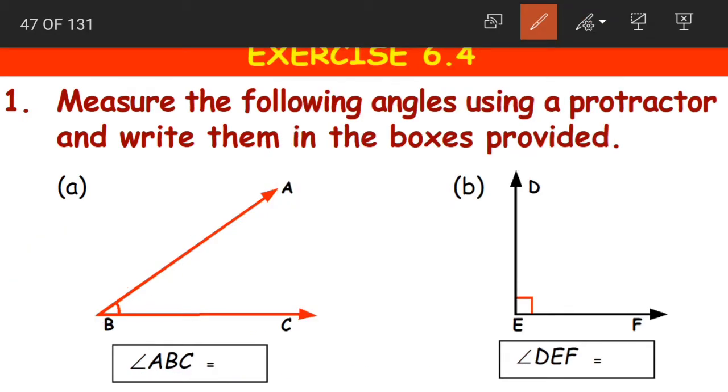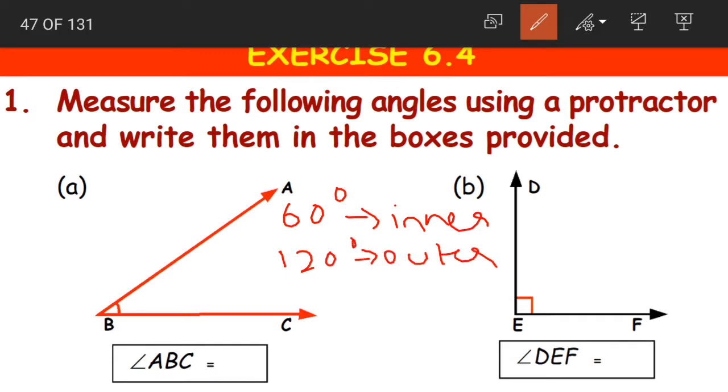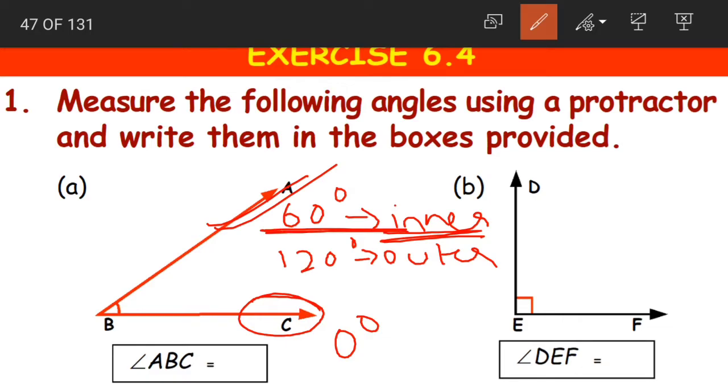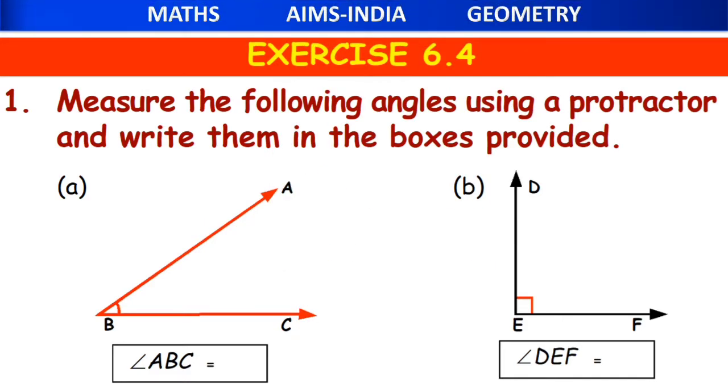Suppose it is pointing at 60 degrees on the inner scale and 120 degrees on the outer scale. So which one will you choose? You have to choose 60 degrees. Why? Because here our base arm is pointing to 0 degrees on the inner scale. So you have to consider the readings on the inner scale. Is this clear children?